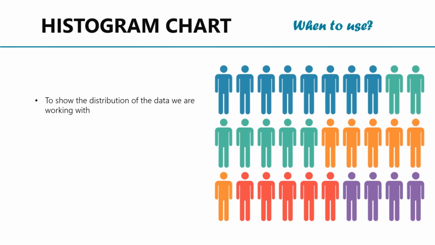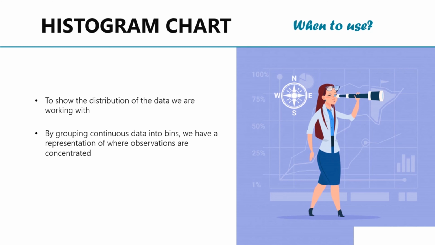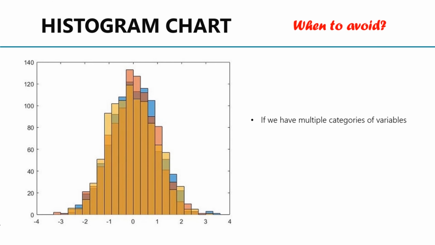When to use histograms. Histograms are great when we would like to show the distribution of data we are working with. This allows us to group continuous data into bins and, hence, provide a useful representation of where observations are concentrated. When to avoid histograms. Be careful when the data you are working with contains multiple categories or variables. Multi-column histograms are to be avoided when they look like this.